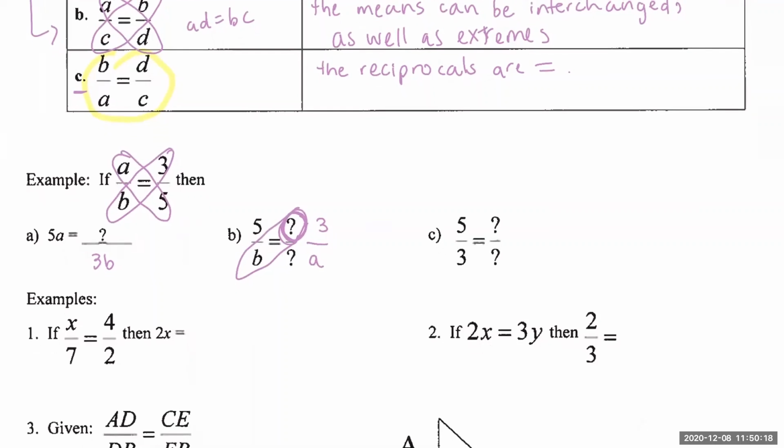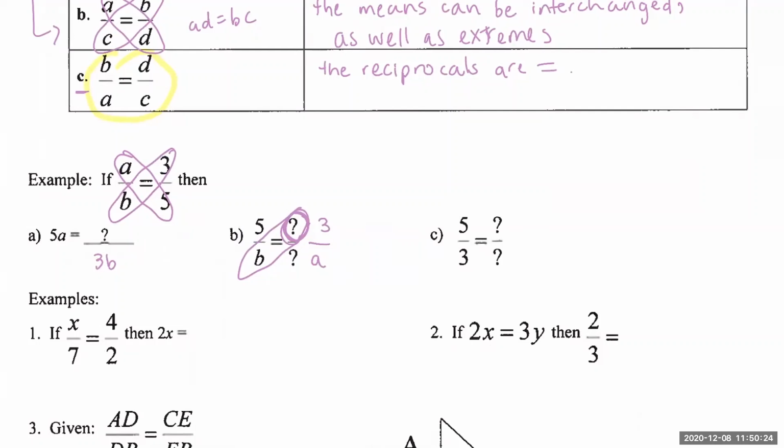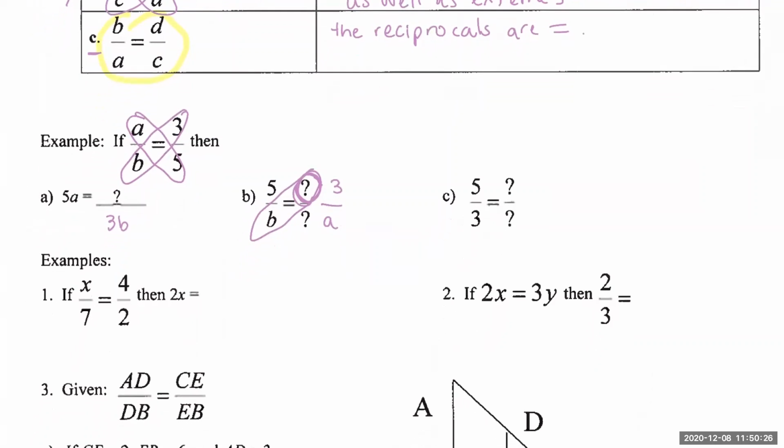So again, just double check your work. When I cross multiply in my mind, is it the same as the original? And it is in that order. Okay, try it again, you guys. What is 5 over 3 equal to then on C? What's the equivalent ratio on the right?